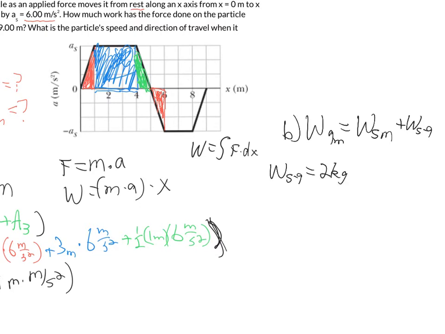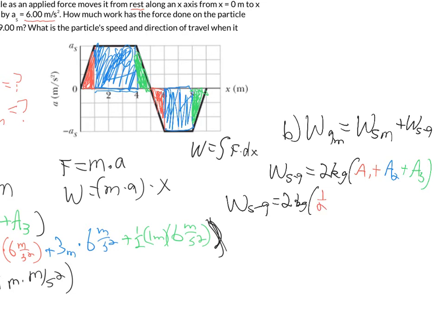So you have 2 kilograms multiplied by area 1 plus this guy here, right? So area 2, and then plus area 3, once again, which is this area here. All right, so let's go ahead and work that out. The work done from 5 to 9 is going to be equal to 2 kilograms multiplied by A1, which is going to be 1/2 times 1 meter multiplied by, now we're looking at -6 meters per second squared.